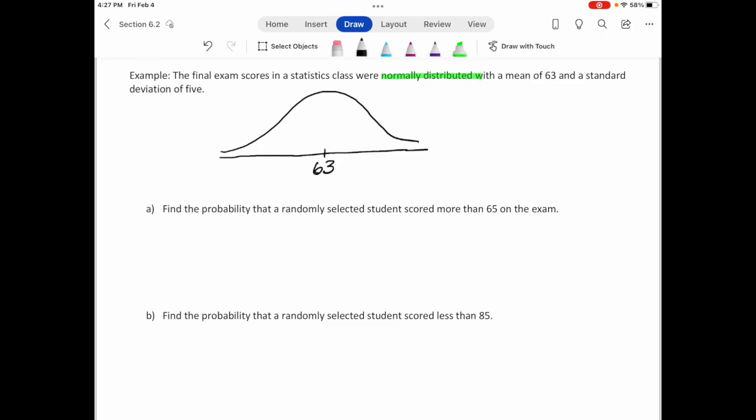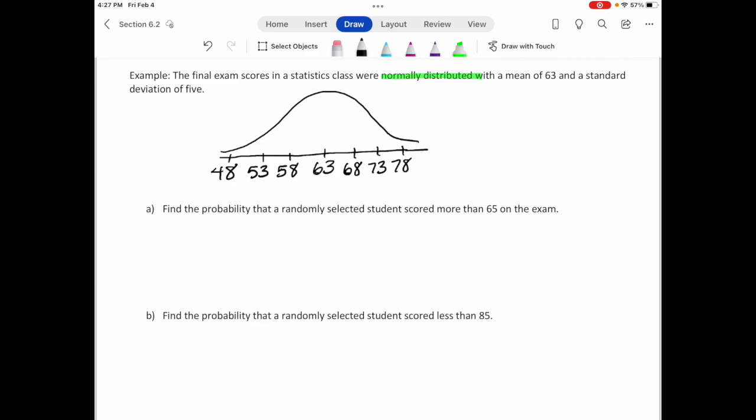So our 63, which is our mean, is going to go in the center. And then each of these lines is going to represent 5, which is our standard deviation. So I have 63, and then I'm going to add 5 to get 68. Then I'm going to have a 73. Then I'm going to have a 78. And going in the other direction, we're going to have 58, 53, and then 48. All right, now we have an idea of what this looks like.